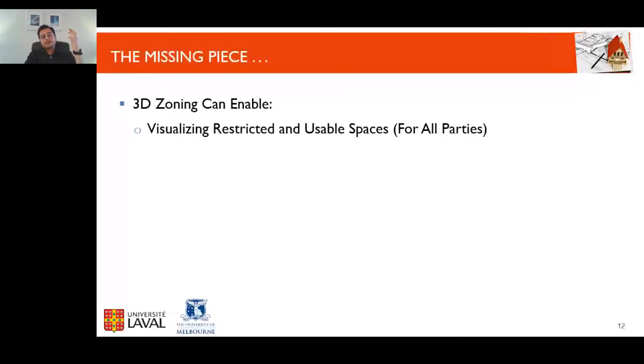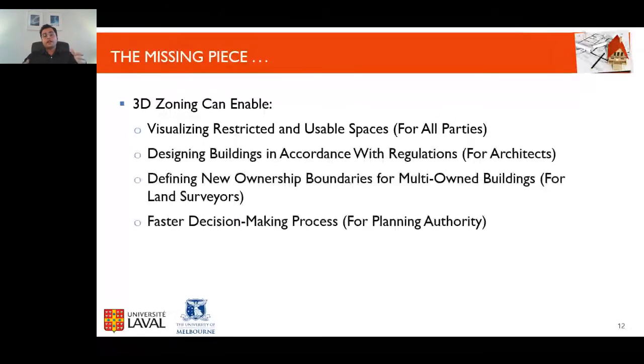Today, I discussed that 3D zoning, as the missing piece, can be enriched with the representation of restricted planning spaces for all parties. It's good to know that in some jurisdictions, like in Victoria, verifying cadastral plans with such restrictions is not possible unless surveyors lodge an application for the proposed development to the responsible authority. So the enriched 3D zoning can be used by architects for designing proposed development, by land surveyors, for example, when defining new ownership boundaries, and even by planning authority for verifying proposed development.